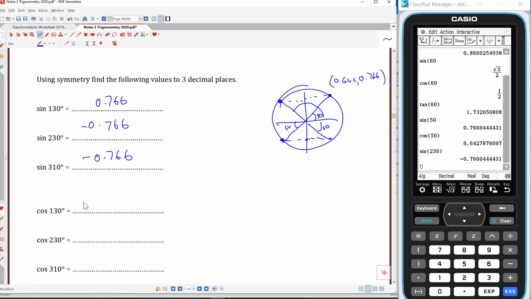Okay, so something similar is going to happen with cosine. Cosine is the x value. So here we go, we're going to get the cosine of 130. So here's the x value down here, which will be the negative version of the x value there, negative 0.643. Right, down to 230, so it's still negative 0.643. It's going to be exactly the same value as it is up there. Right, over here though, it's going to go back to the positive version, so it's going to go back to positive 0.643.